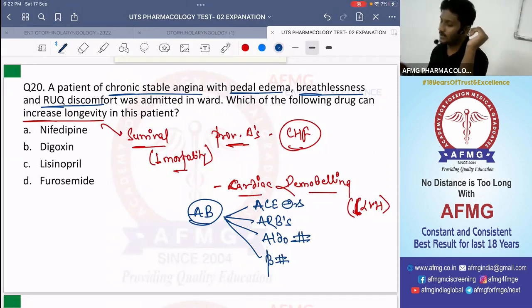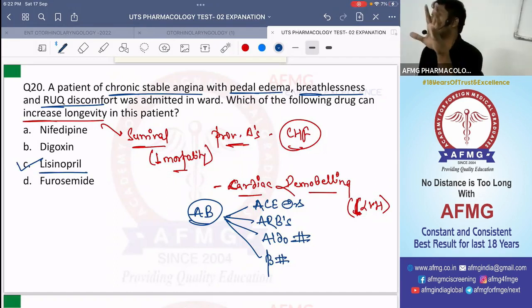So therefore, what is the best answer over here? Answer is option C, lisinopril. Lisinopril is the ACE inhibitor, angiotensin converting enzyme inhibitor. What are the ये सरकारी question again? ACE inhibitors के 2 important side effects.